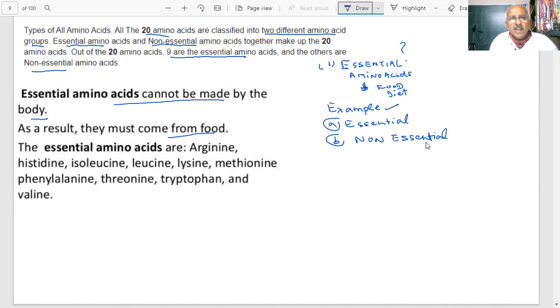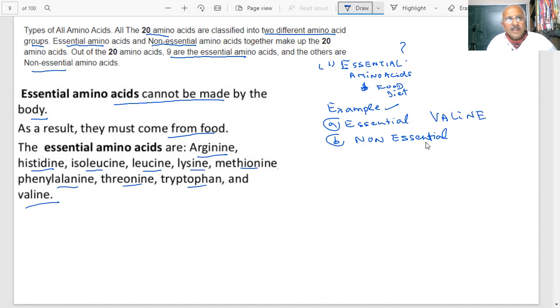Examples we are seeing: arginine, histidine, isoleucine, leucine. At least the simplest one, try to remember, valine is simple. Then I say, okay, essential amino acid, valine. It looks easier to me, student. I will put it.